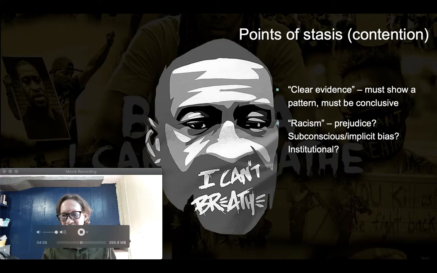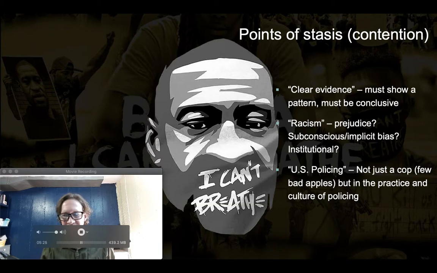Now, the negative can try to offer a counter definition and say, for instance, that racism is only explicit prejudice, and that there are only a few cops who are explicitly prejudiced, and therefore the affirmative has not proven that there is racism. So the second area of debate in this topic is going to be about the definition of racism, what counts as racism, when we're talking about clear evidence.